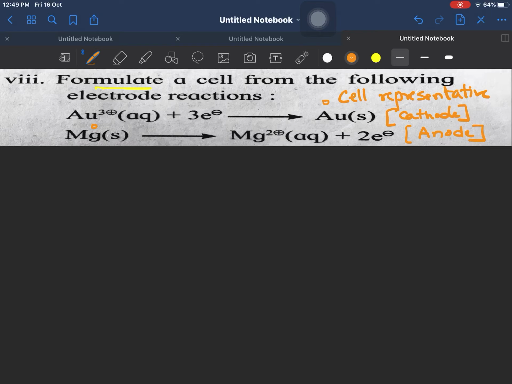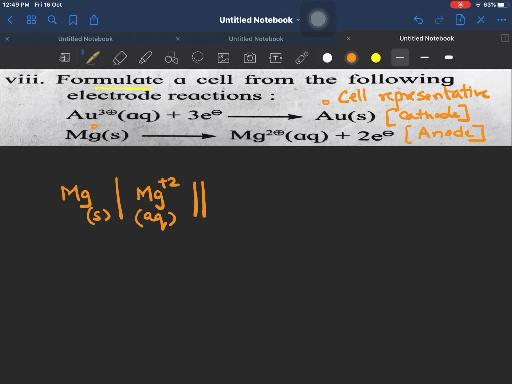The solid form will be the electrode. So what you have to do is write Mg solid, right? Put a single line because Mg is in solid state and Mg plus 2 in solution form. Therefore, there is a change in phase represented by single vertical line. Now this is the anodic representation.